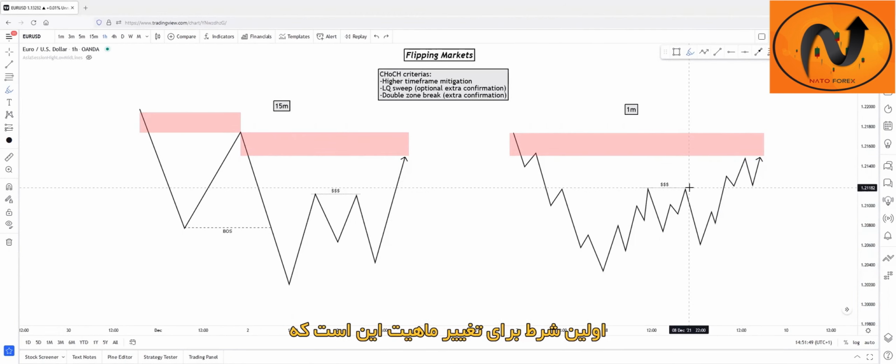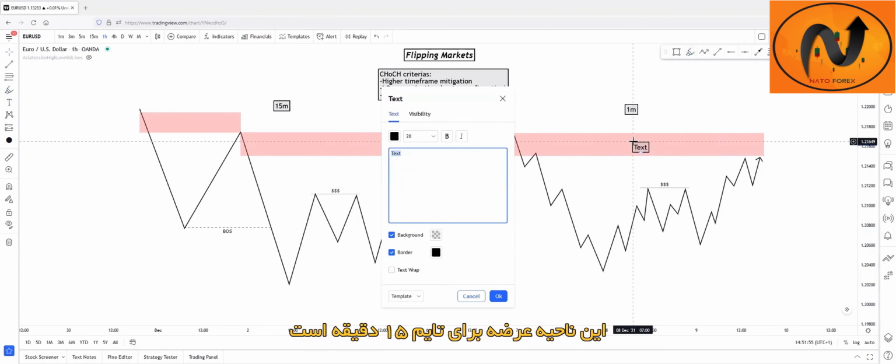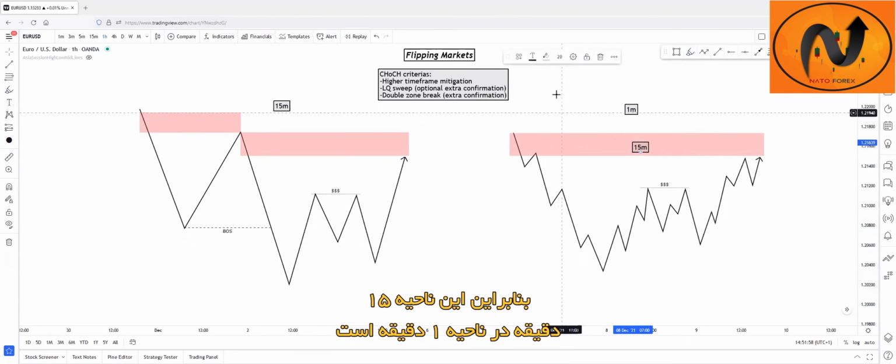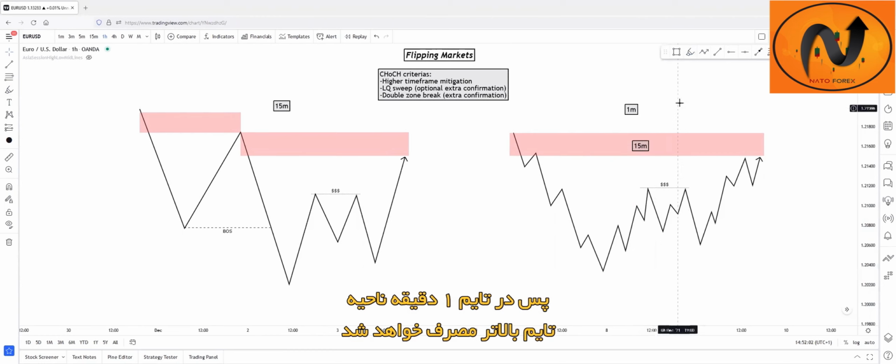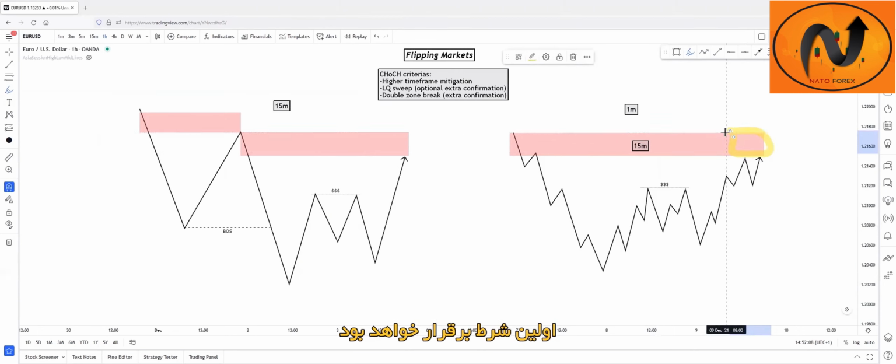The first criteria for the change of character is the higher time frame mitigation. So as you can see, I will just write it here. This supply zone is the 15-minute supply zone. So on the 1-minute chart, a 15-minute supply zone will be a higher time frame mitigation. So if price steps into this supply zone, the first criteria will be fit. Okay, let's see the second criteria.